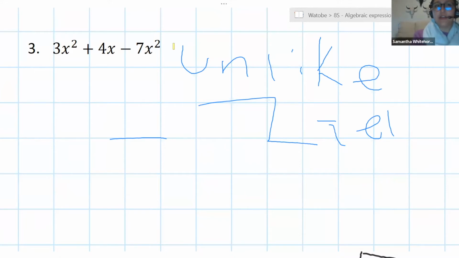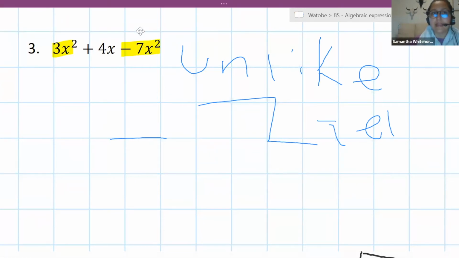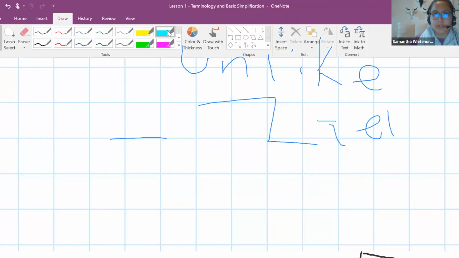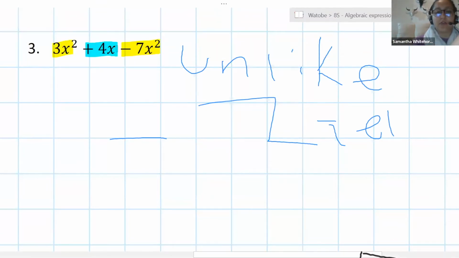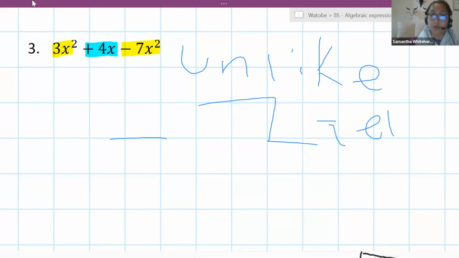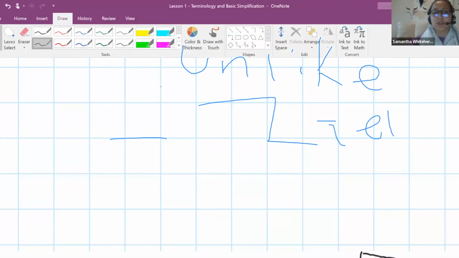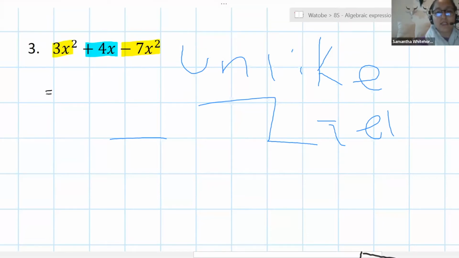Alrighty, so if we have a look here, we can see that our like terms are 3x squared and the negative 7x squared. And then in a separate group to itself is the 4x, because even though it has an x variable, it has a different exponent. So it's not a like term to the other two. We then need to add and subtract. So 3x squared minus 7x squared. And be careful here, you have 3 and you're taking away 7.